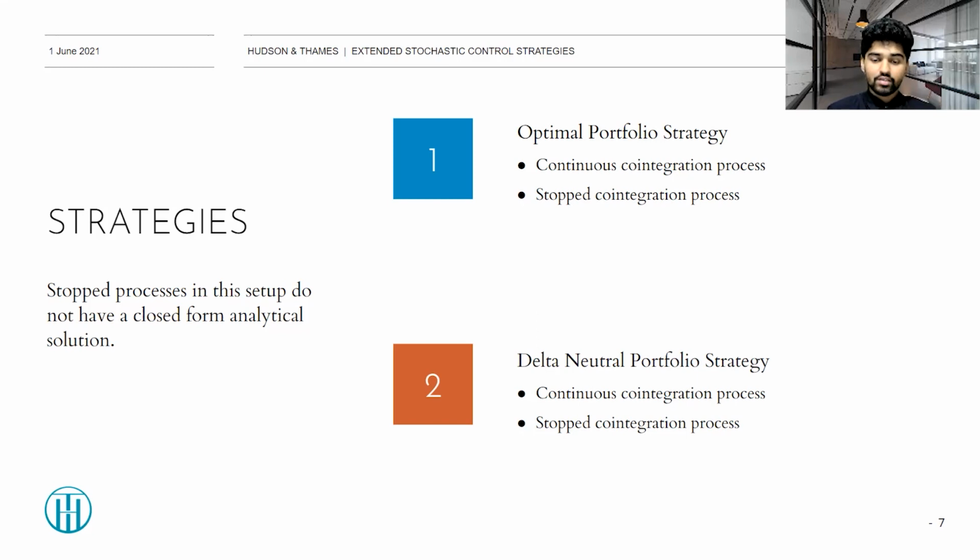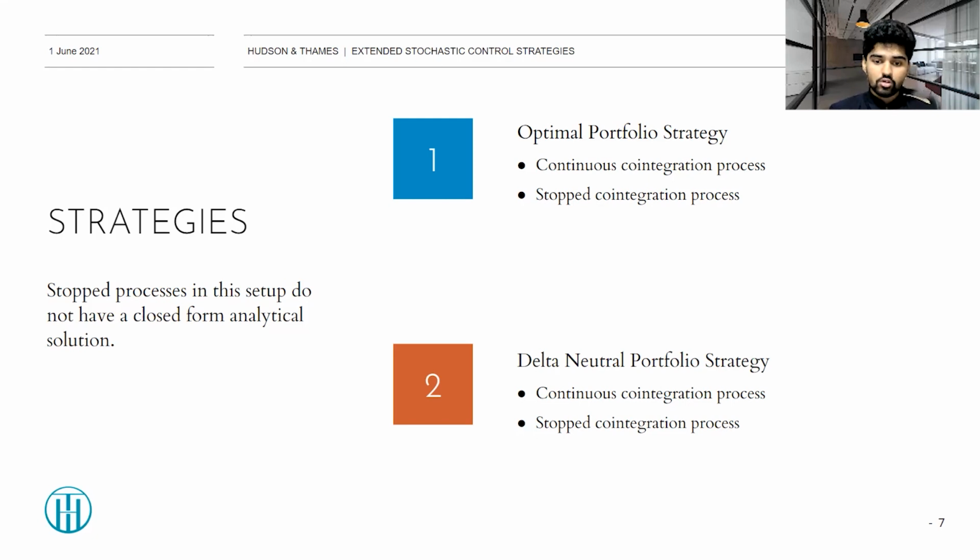The continuous co-integration process is just a normal process that we look at generally. It's also called a recurring arbitrage opportunity, where we assume that arbitrage exists even after the spread reaches zero for the first time. So that's the continuous co-integration process. And the next process is the stopped co-integration process.